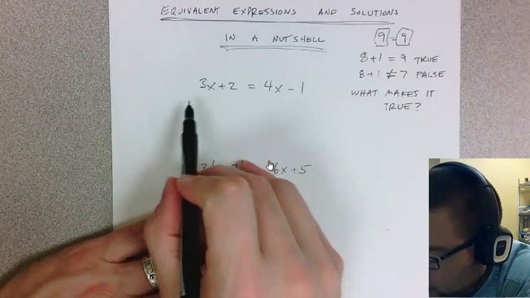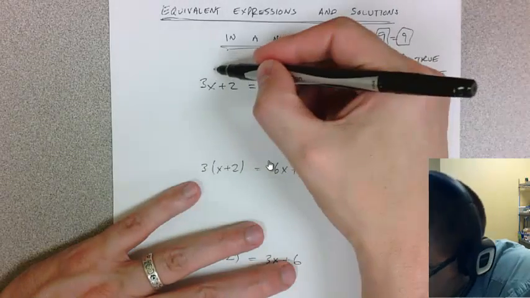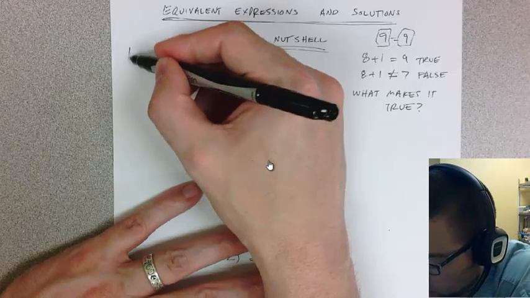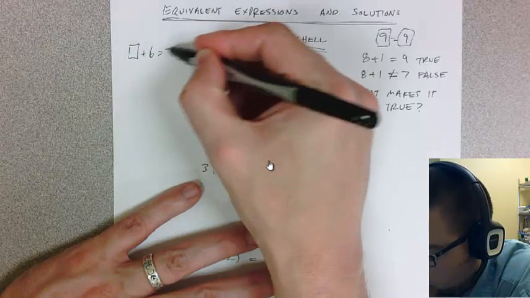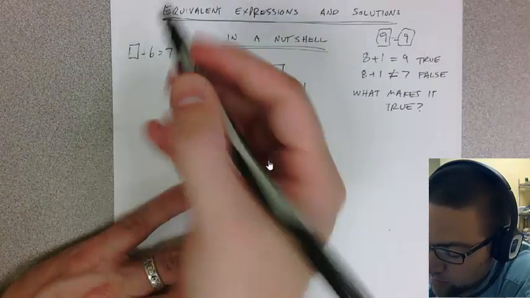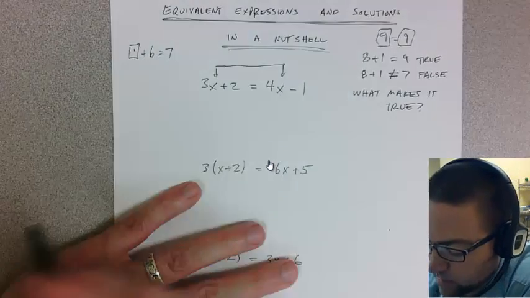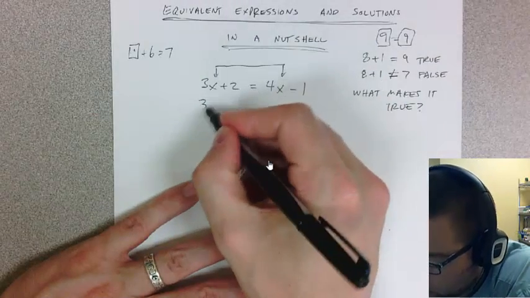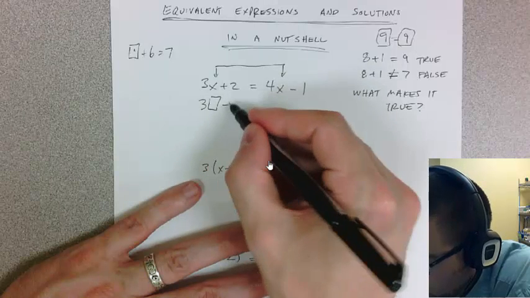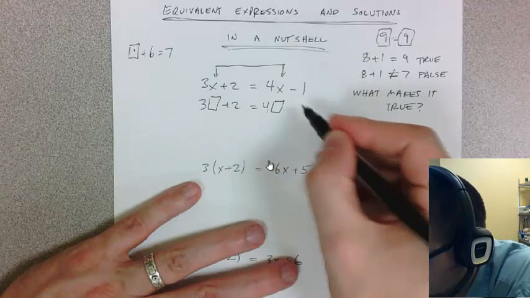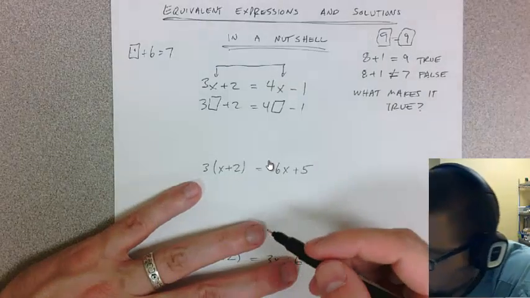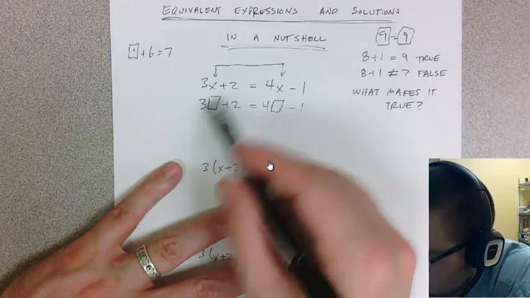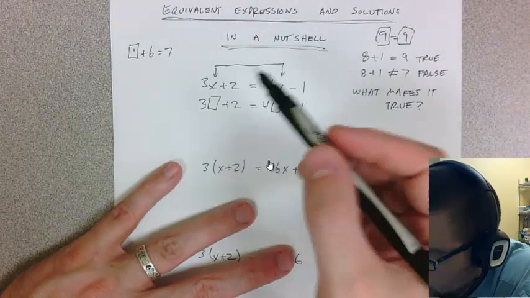Okay, and it's usually the case, and it has to be the same. This one has to be the same placeholder. Like maybe early on, you had blank plus 6 equals 7. So the only thing that makes that true is, right, 1. 1 plus 6 makes that 7. So that's like a placeholder, and this is the same thing. It's just a placeholder. So I say 3 times what number plus 2 is the same as 4 times that same number minus 1.